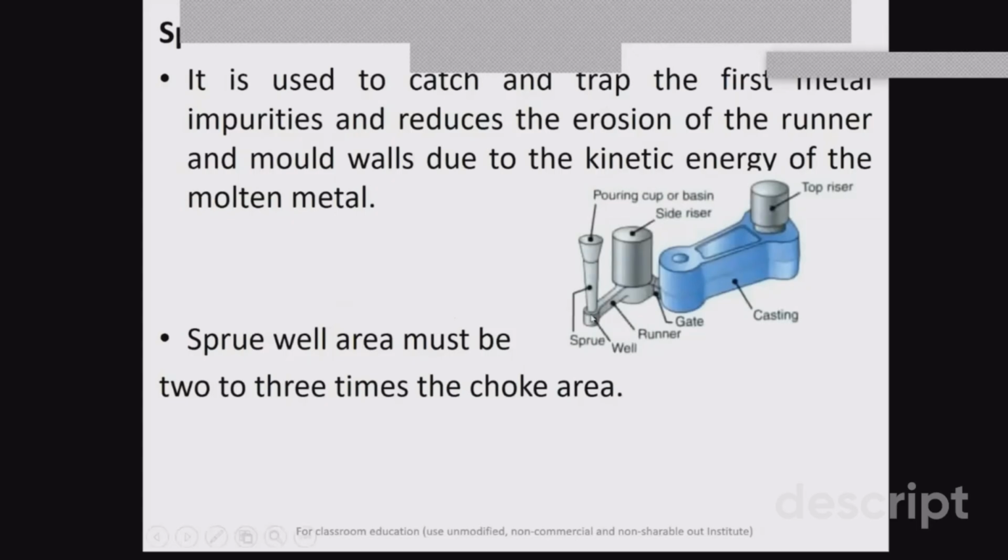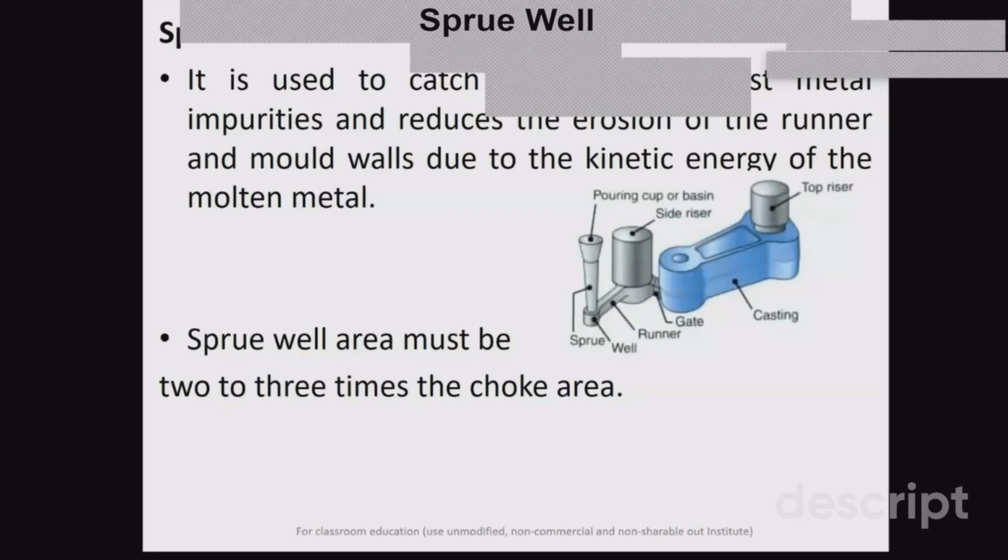Then after this, another component is known as the sprue well. It is located at the bottom of the choke area, and its function is to catch and trap the first metal impurities. You all know that during the melting of metal, the impurities will float on the surface, and many times an oxide layer will also form. And if there is no trapping mechanism in the gating system, then all those impurities will flow inside the mold cavity, which will produce a defective casting.